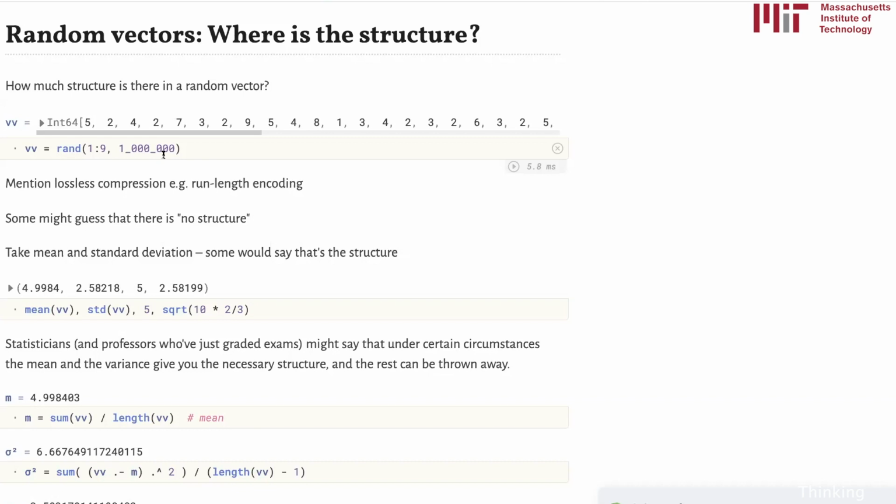Well, some people might think that since the numbers are random, you might have to store all the million numbers.